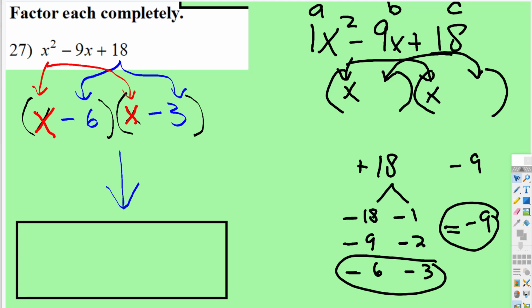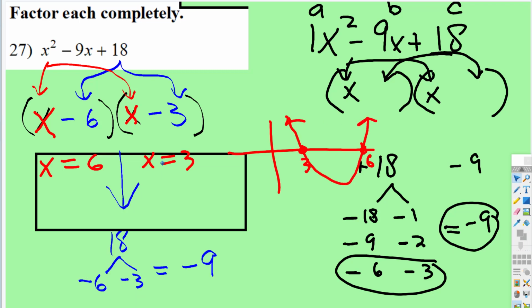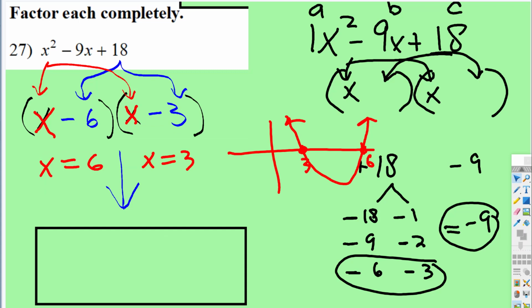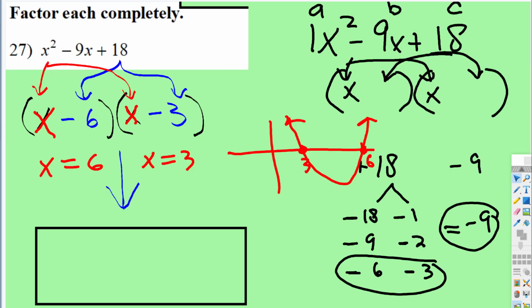And then if you had to solve that further, x equals positive 6, x equals 3, and then if you were to graph that, then you'd have a quadratic that looks something like that. Okay. And I think that's it. This is just the simple factoring, and then we'll do one where the lead coefficient is not 1. This is factoring when the lead coefficient is 1.